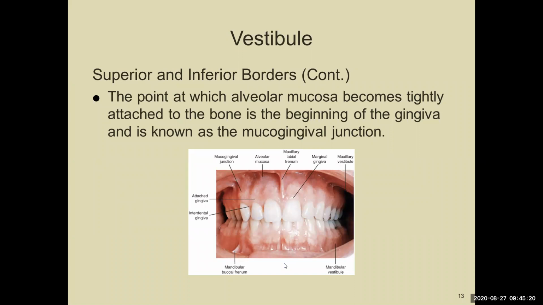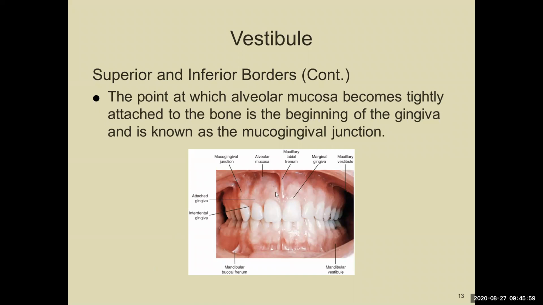So let's talk a little bit more about the landmarks. The point at which the alveolar mucosa becomes tightly attached to the bone is the beginning of the gingiva and is known as the mucogingival junction. You are going to get to know the mucogingival junction very well. We call it the MGJ, and even in the computer, it's MG for mucogingival. You are measuring that mucogingival junction. This one right here is the mucogingival junction.